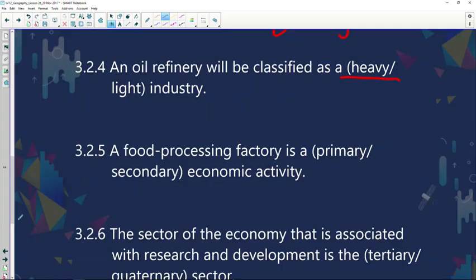Okay, is a food processing factory a primary or secondary activity? That's definitely a secondary activity. Processing is taking the food and changing it into a product. For instance, let's say the farmer farming the crop, planting the seeds, is the primary activity. Now, we're taking the crop once it's harvested and they turn it into bread. That's food processing. That's a secondary activity taking place over here.